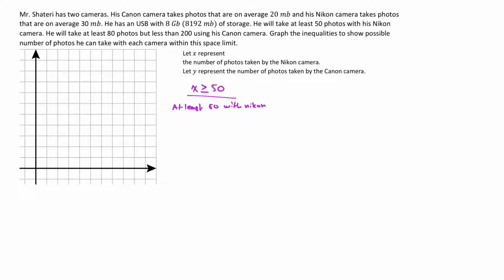The next one here says he will take at least 80, so that means 80 or more photos with the Canon, but less than 200. So not 200, but less than 200. So to show this part, I will highlight this actually using green.